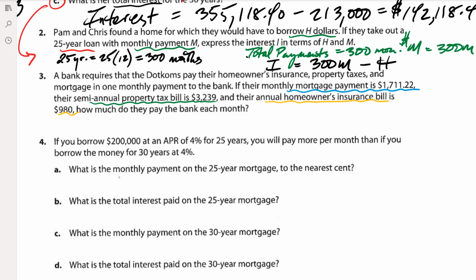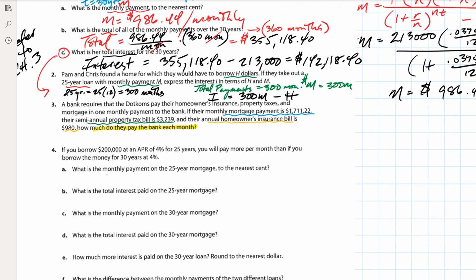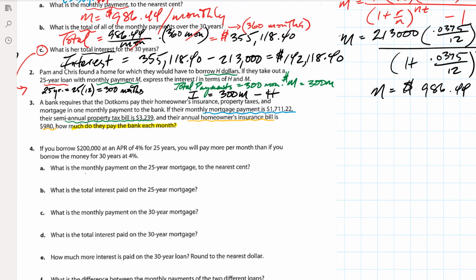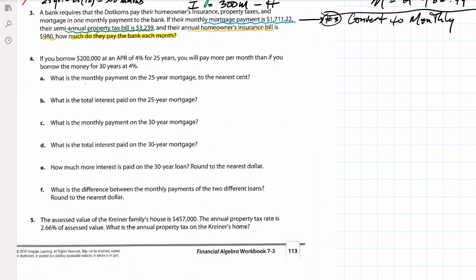So the question is right here. Let's highlight the question: how much do they pay each month? So we have to convert everything to monthly. Convert everything to monthly. Let's go off to the side, like I always say. So this is number 3. Convert everything to monthly. Make sure you write this down.